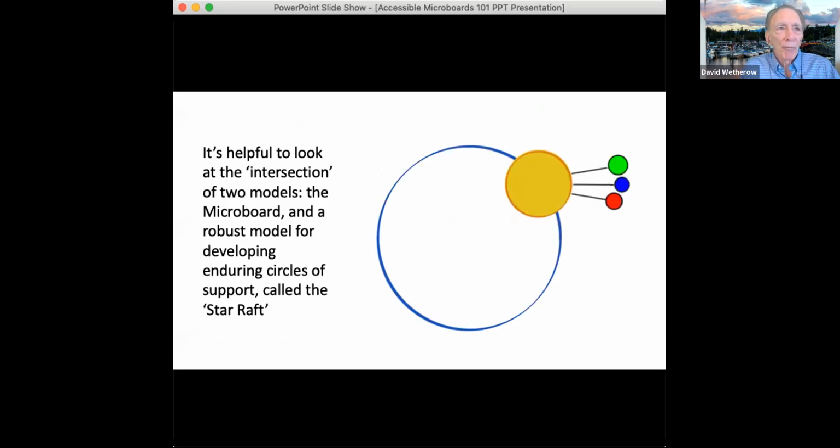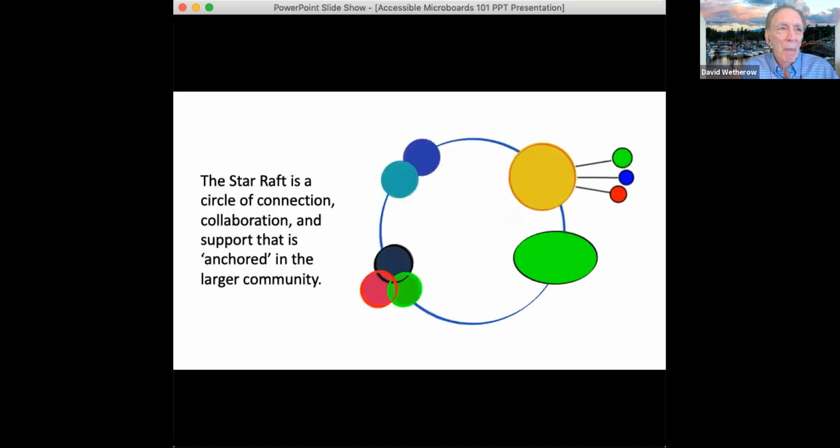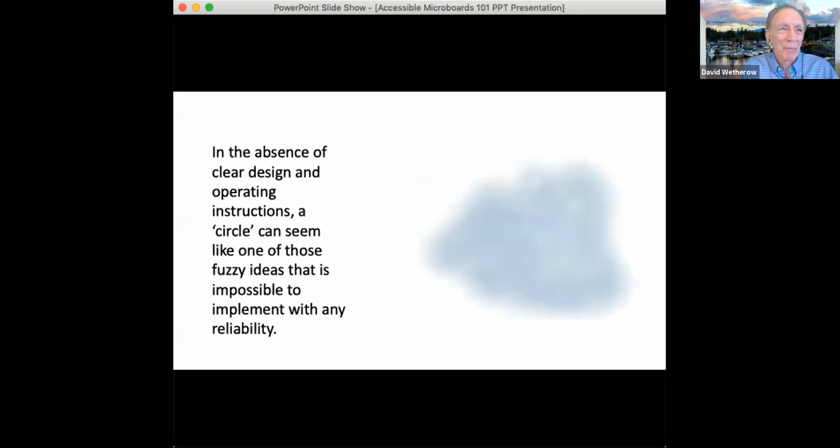So now it's helpful to look at the intersection of two models, the microboard and a robust model that we developed a little bit later for developing enduring circles of support, which we call the Star Raft. The Star Raft is a circle of connection and collaboration and support that's anchored in the larger community. And in this picture, it's showing a number of different people and relationships, and the green circle in the lower right-hand corner is the microboard.